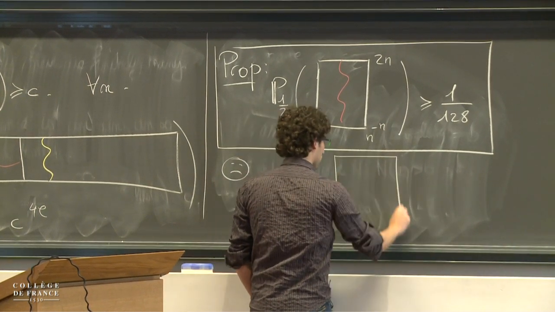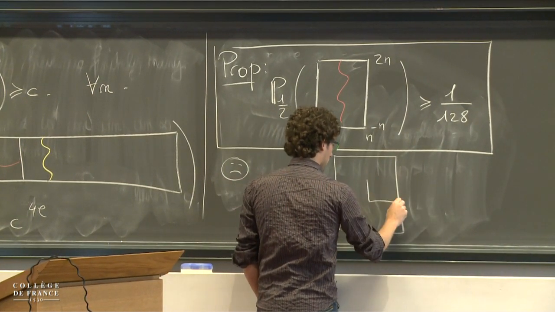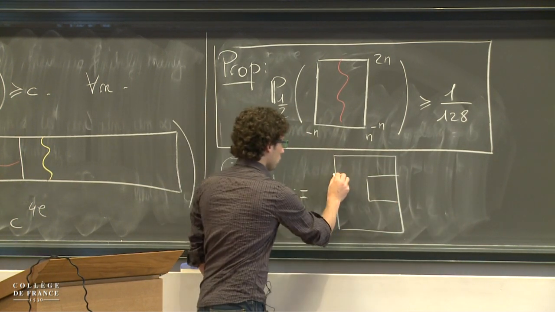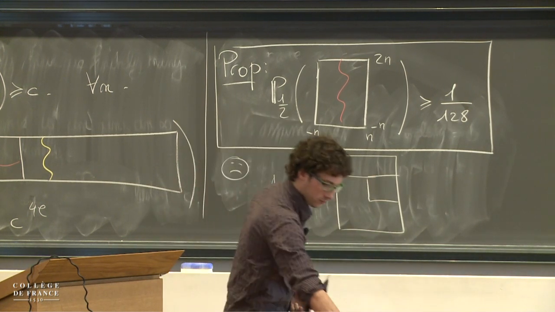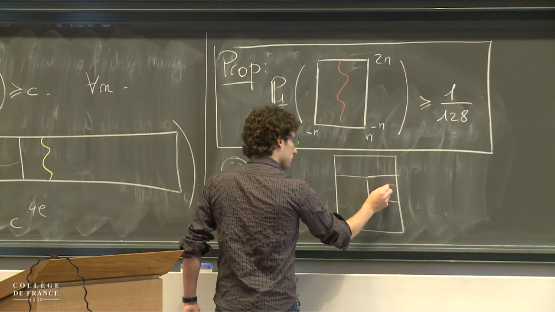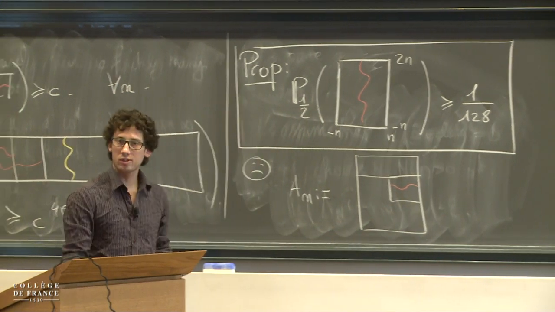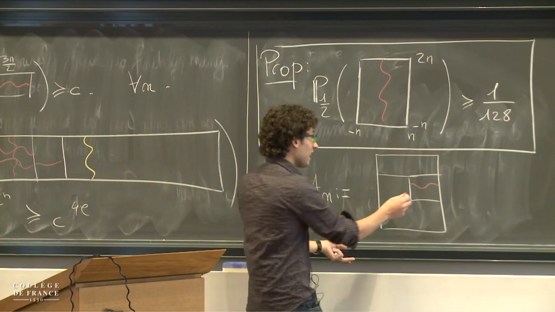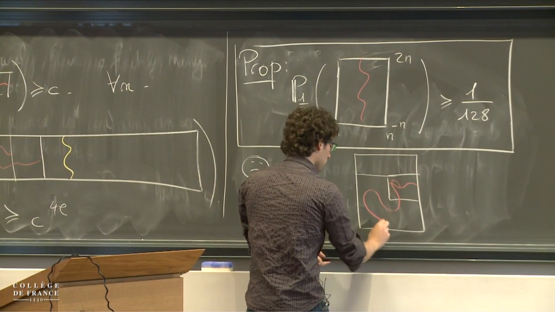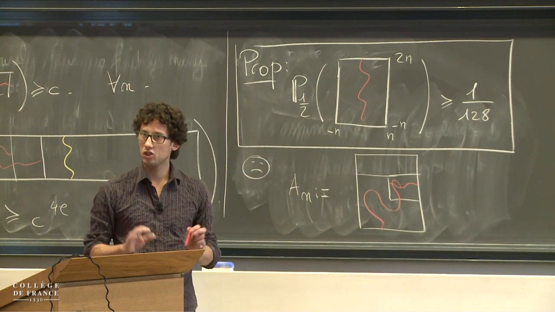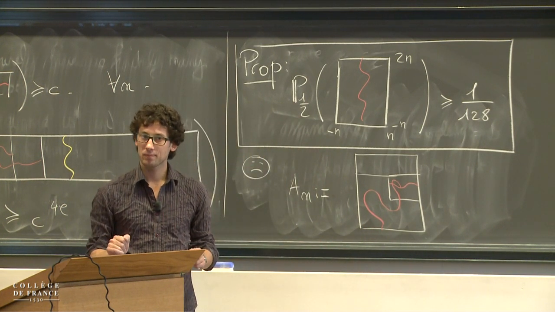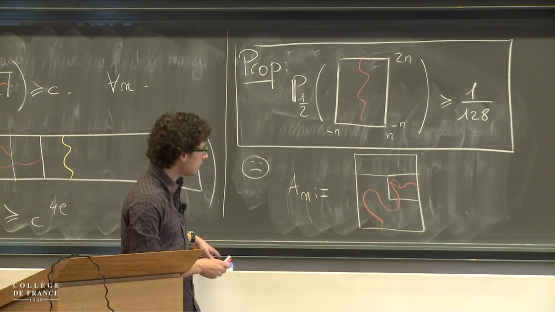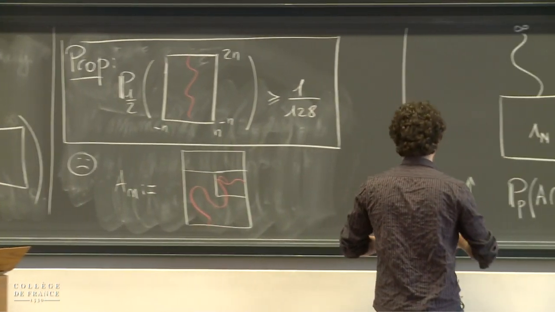So I have my minus n, n by 2n box. Let's look at the event that there is a horizontal crossing of this box. So this is [0,n] squared, OK, which is connected, whatever, I don't know how, to the bottom of the box. Let's just look at this event, right? Is it clear for everybody, this event? So I want to prove that this event doesn't have a too small probability.